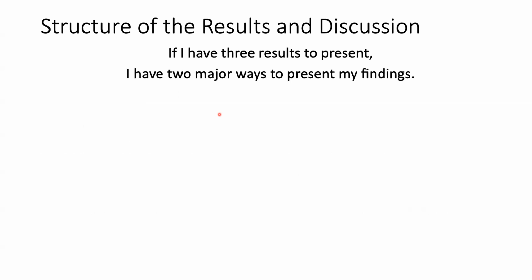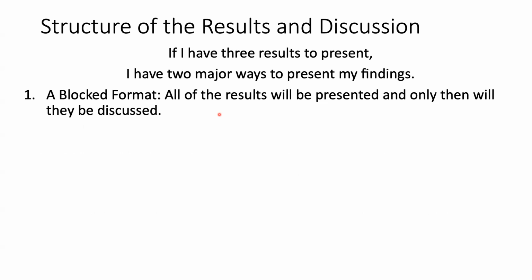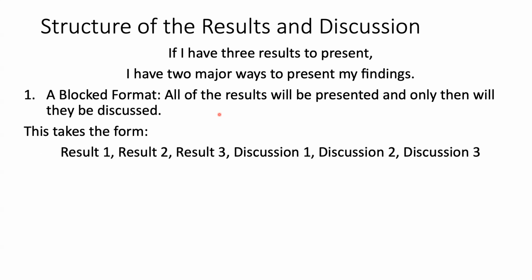Now, let's look a little more at how we connect these two things. Let's say I made three major measurements, so I have three major results to present. There are two major ways to present these findings. The first one is what's called a traditional blocked format. I'm going to present all three of my results, one right after another, and this forms the traditional results section. This takes the form of results 1, results 2, results 3. Once I've summarized all of my results, I can discuss each one individually. You'll discuss your first finding, second finding, third finding, and so forth, each one sequentially. And do make sure you present your results in the same order you generate your discussion.